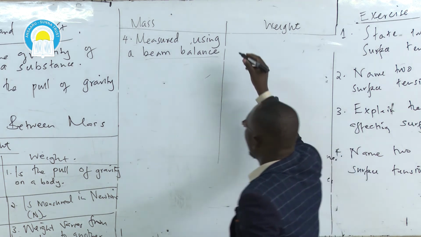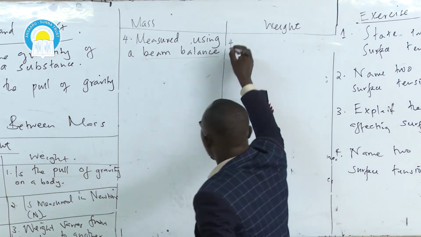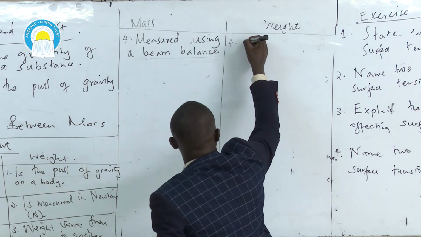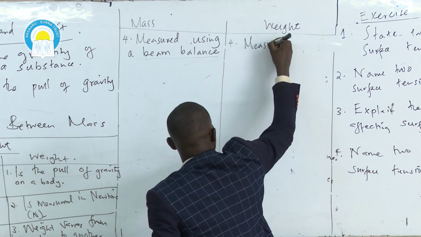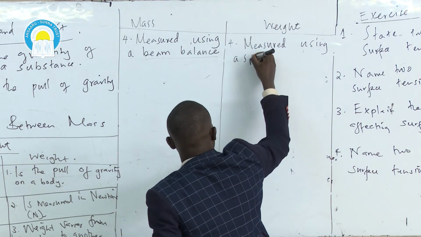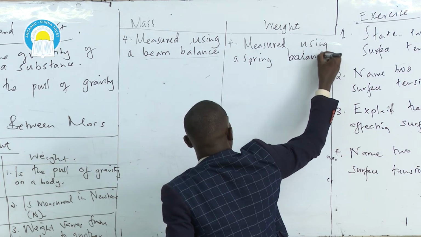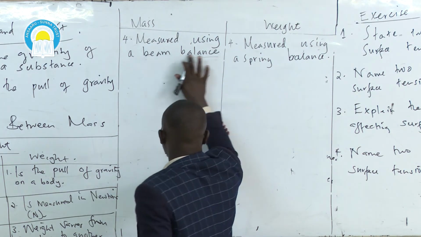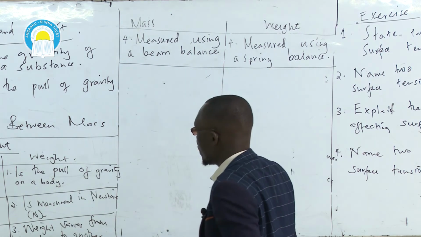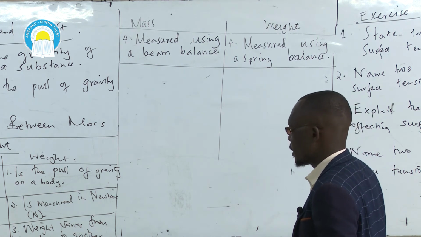Now, number 4, on the side of weight, how do you measure weight? There is an instrument used to measure weight, and this one is called a spring balance. Weight is measured using a spring balance.